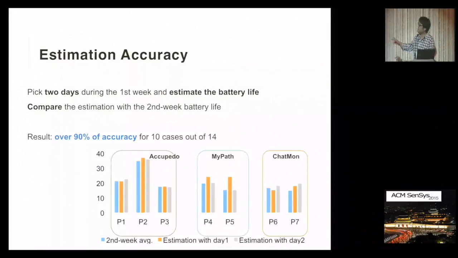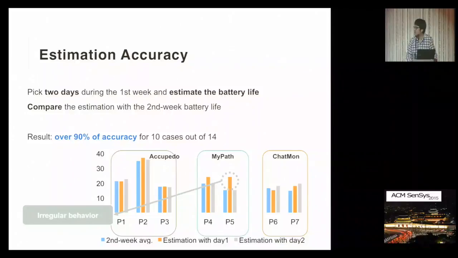And this is the estimation of the PowerForecaster with 2 days that the participants picked. So as you can see in the graph, for all 14 trials, PowerForecaster shows 90% accuracy for 10 cases. Of course, there were a few cases where the estimation was not that accurate, but according to our interview, it was due to the irregular behavior of the participants.